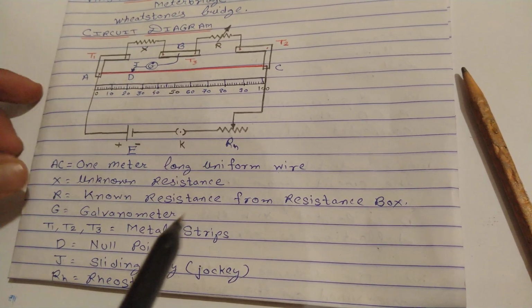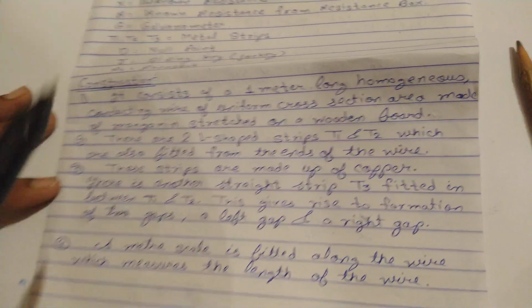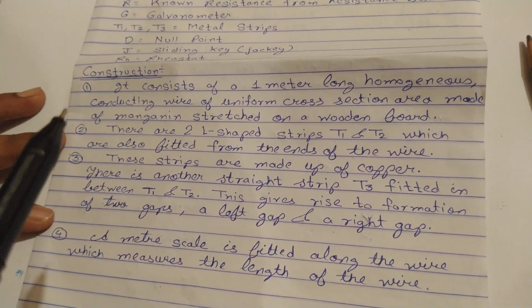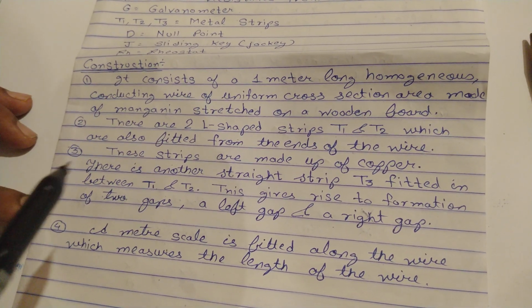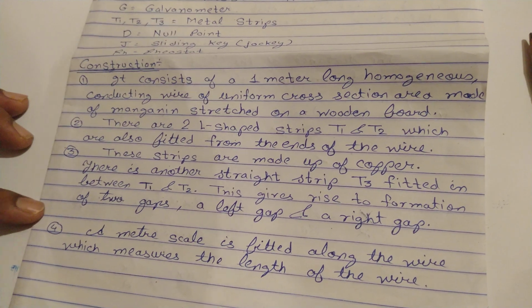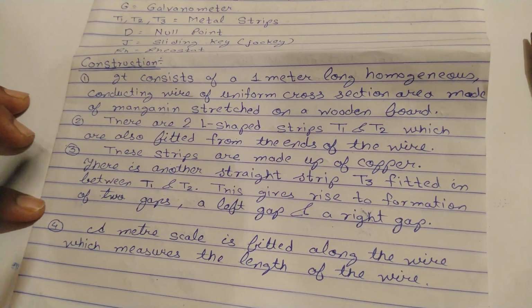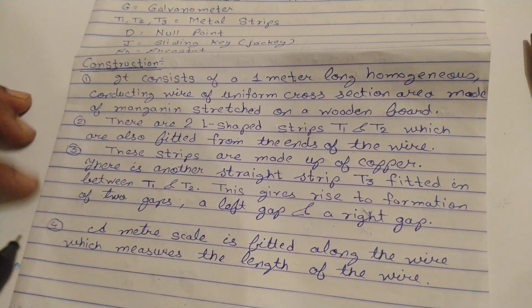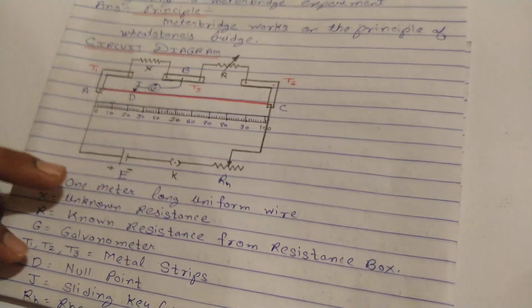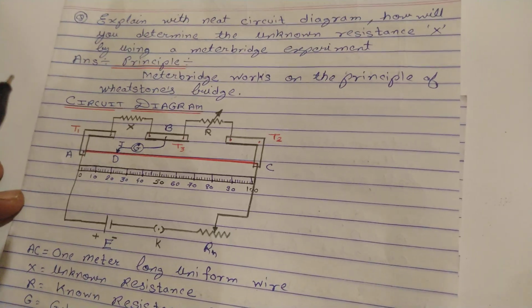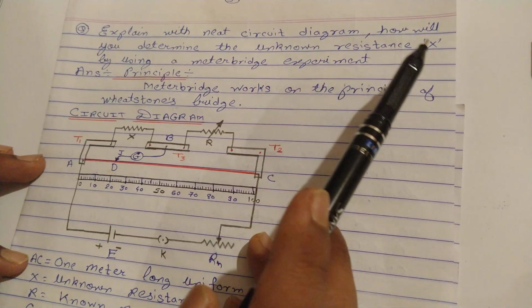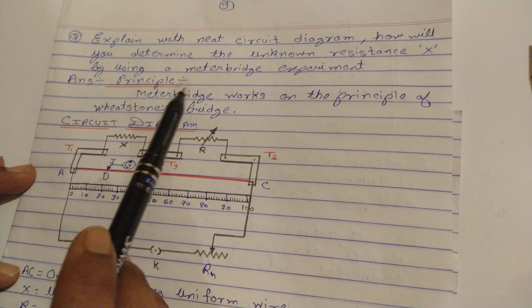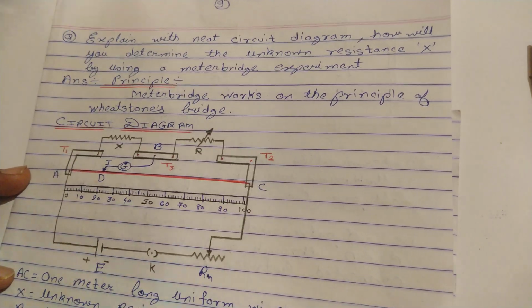The theoretical sentences are written. When you explain in the exam, you write down point number 1, point number 2, point number 3 and point number 4. Whatever I explain, you have to write down. Now I will explain the working of the Wheatstone meter bridge, because the question is to determine the unknown resistance X by using a meter bridge experiment.